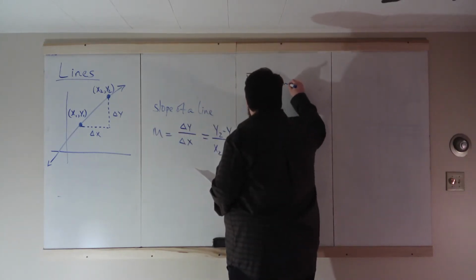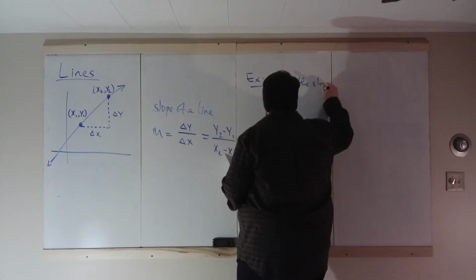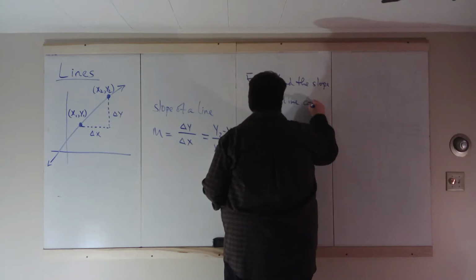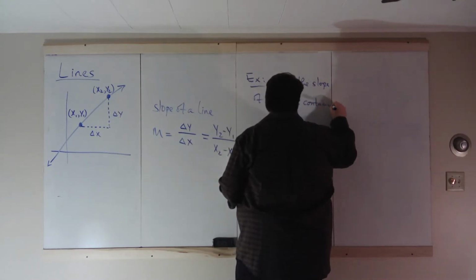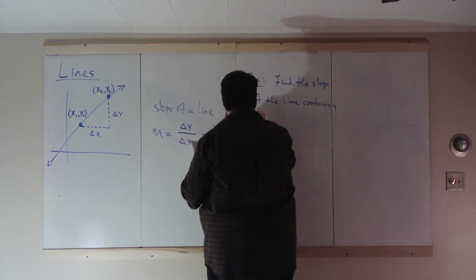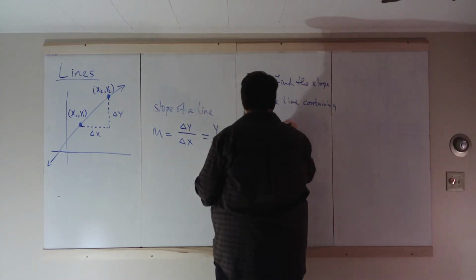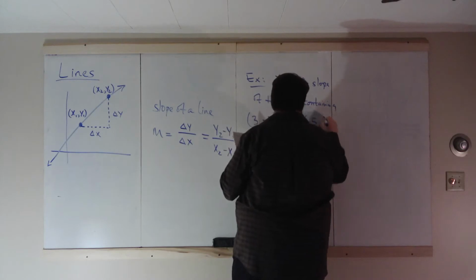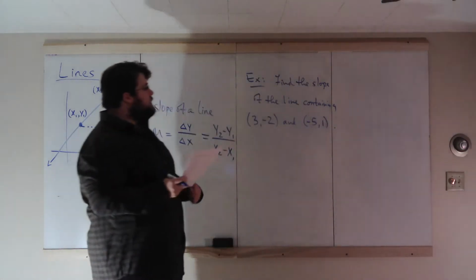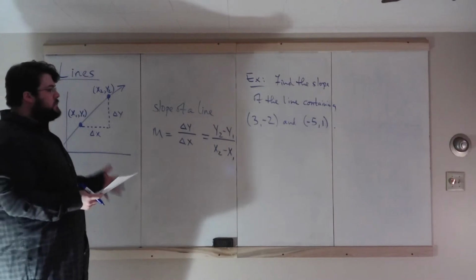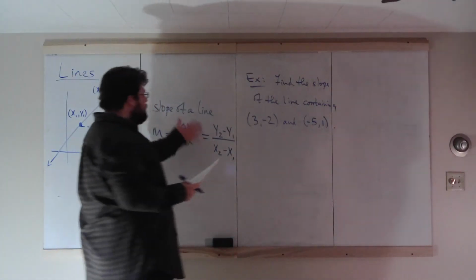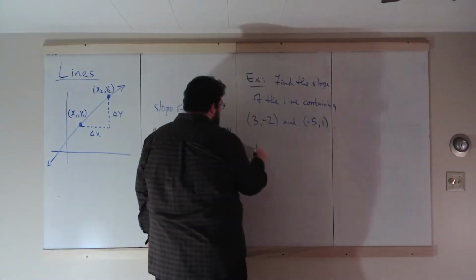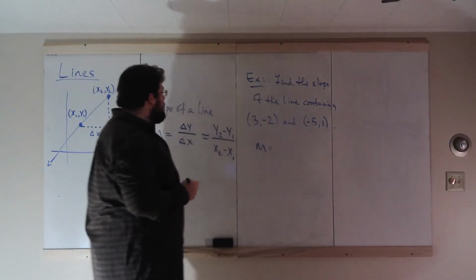Example, find the slope of the line containing the points 3, -2, and -5, 1. So right here we have 2 points. There's a line connecting 2 points. We want the slope of the line. Well, we're just going to use this change in y divided by the change in x. So slope, m, equals the change in y divided by the change in x.